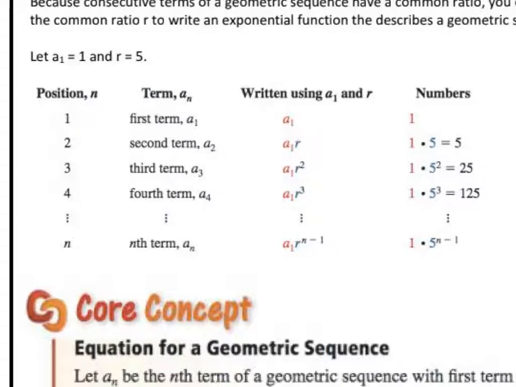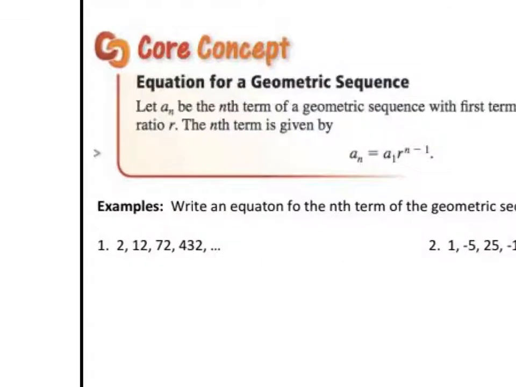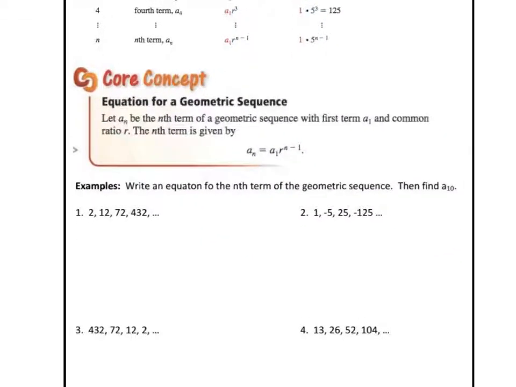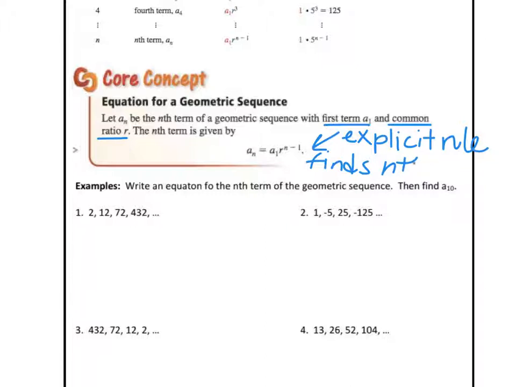Geometric sequences are like exponentials, and so when we look at these sequences, it should look like an exponential function, a times b raised to an exponent. So here is your formula to find the nth term. Again, first term is a1, common ratio is r. This is called the explicit rule because it explicitly finds the nth term for us. This is always the one that you use.